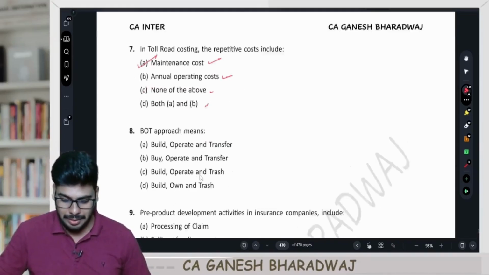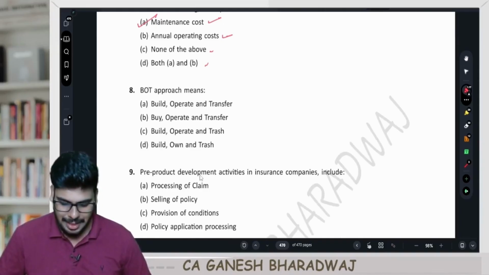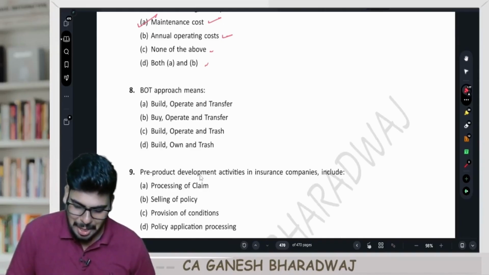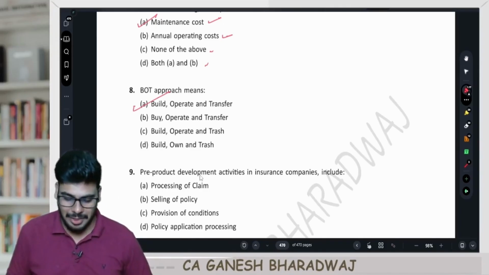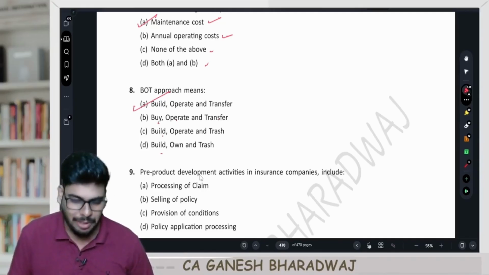BOT means what? ABCD. Obviously, it's A. Build, operate, transfer. Buy, operate, transfer. Build, operate, thrash. Build, own, thrash. Right? So, it's build, operate, and transfer.